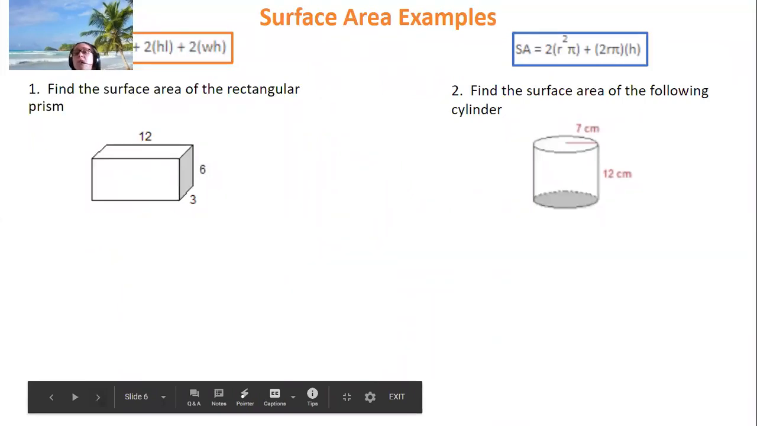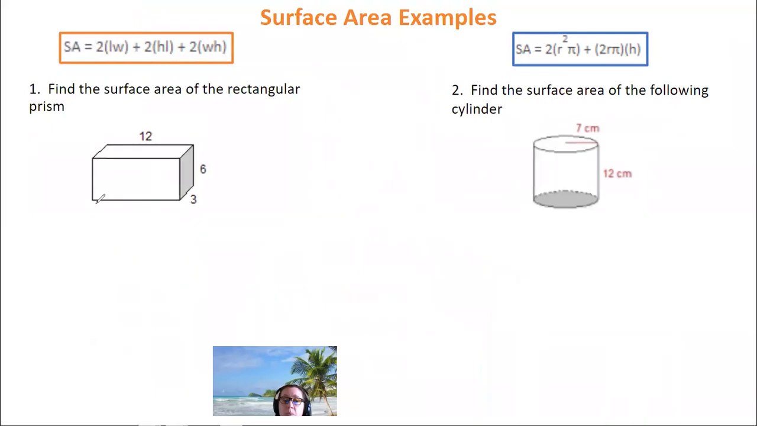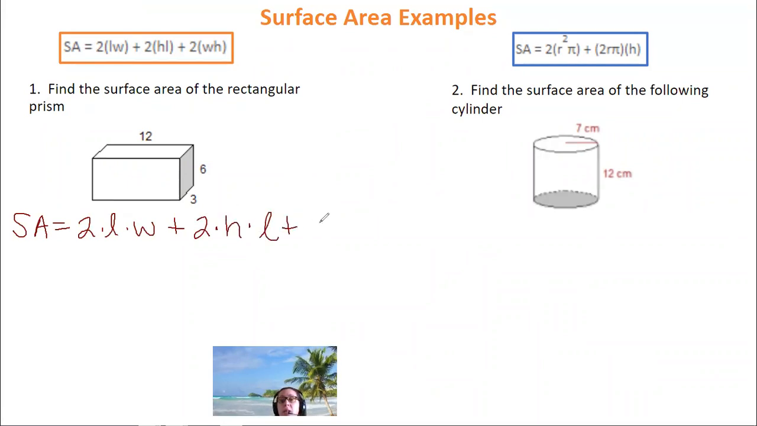Okay, so we want to find the surface area of this rectangular prism. So we're going to start by writing down the formula. Surface area equals 2 times the length times the width plus 2 times the height times the length plus 2 times the width times the height.